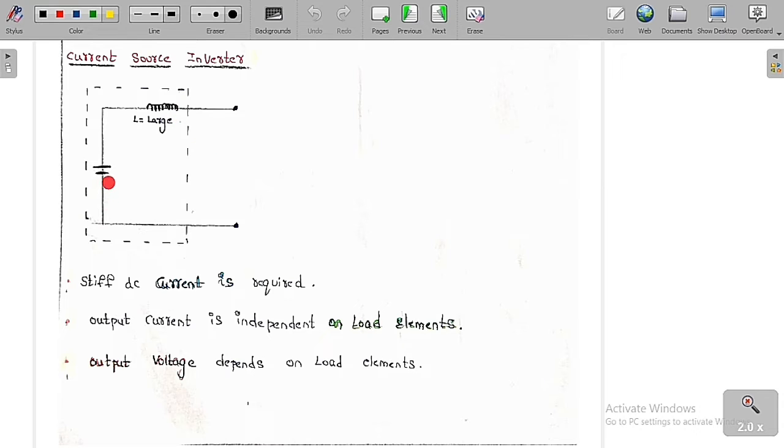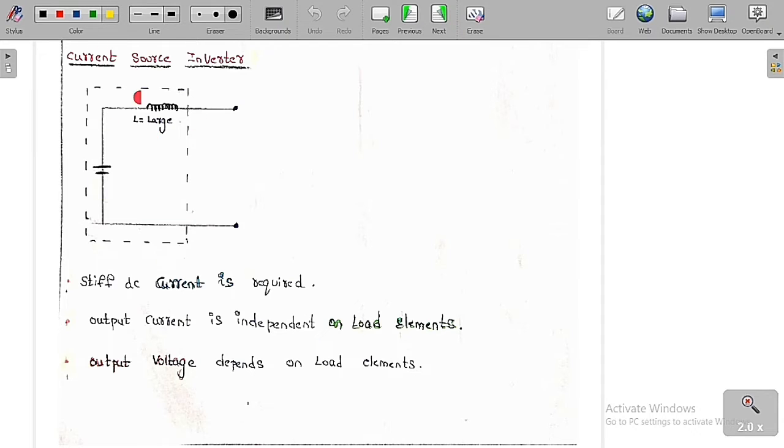If you place in series combination an ideal voltage source and an inductor, this overall is going to behave like a current source. In practice we cannot make an ideal current source. So with the help of this voltage source and this inductor, we are going to make a current source, because as the inductor value is very large, the current will not change, it will always remain constant.